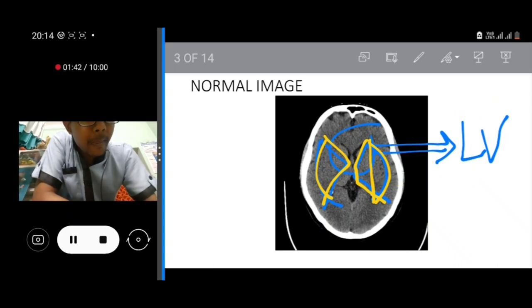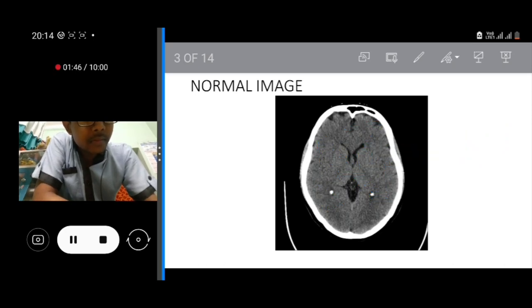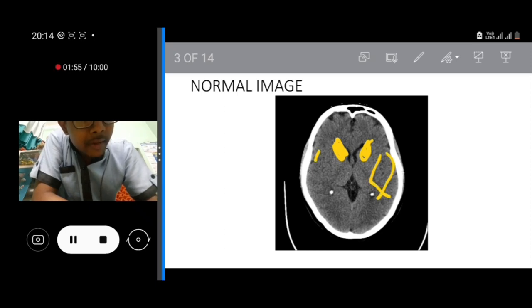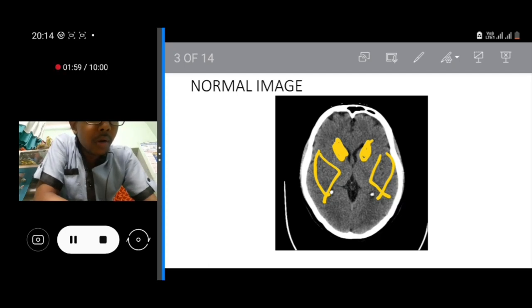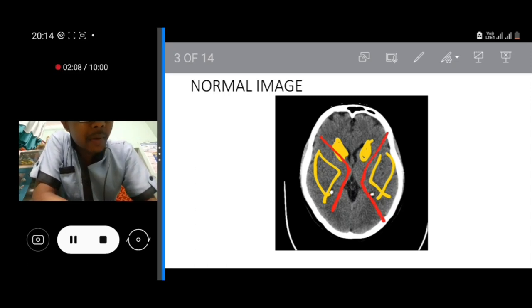Okay. Now see, I am removing this. In this area, there is the caudate nucleus. Caudate nucleus. This is the lentiform nucleus. I have said caudate nucleus and lentiform nucleus. Between these two, what is present? There is the internal capsule. Internal capsule.